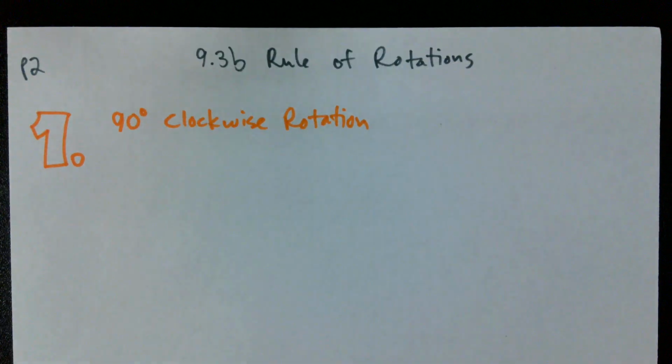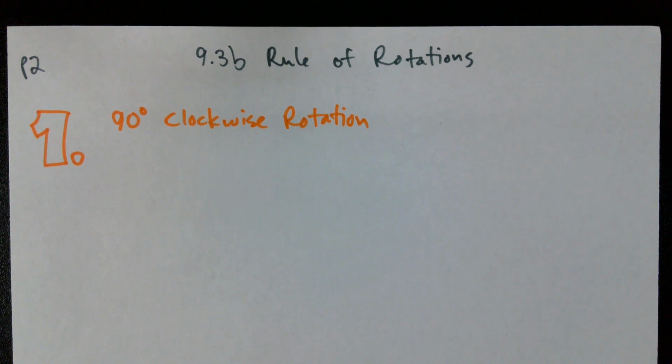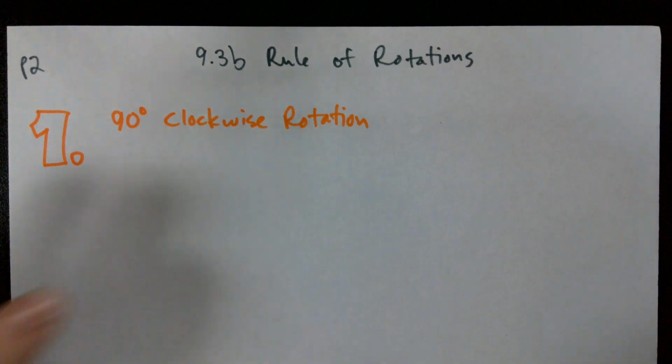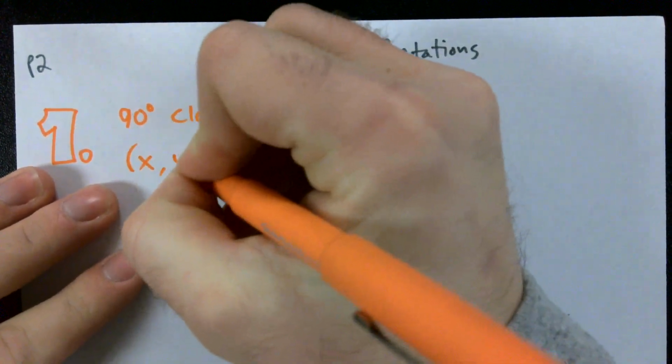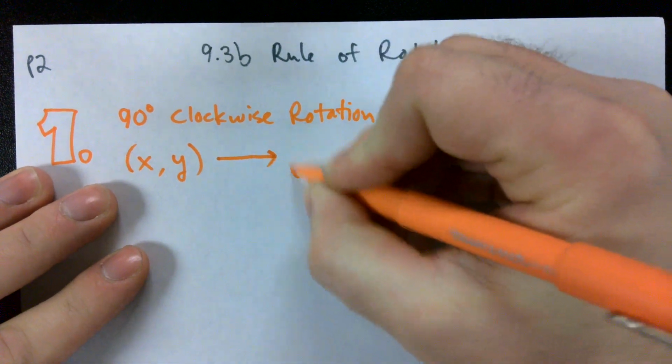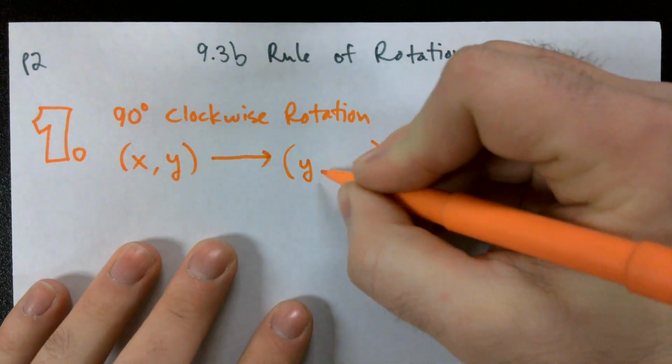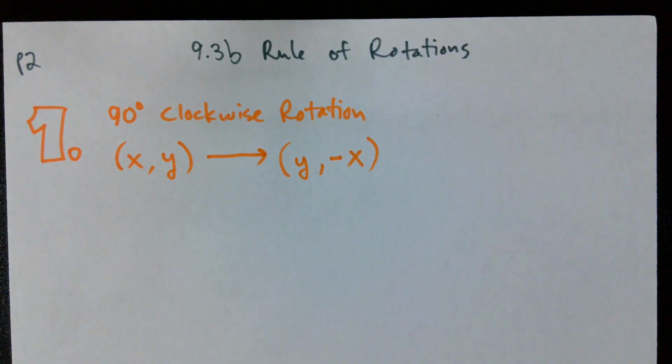We can kind of think of this as like our default rotation. 90-degree clockwise rotation. So when we have a 90-degree clockwise rotation, if we start with the point x comma y, it's going to turn into y comma negative x. There's our rule for a 90-degree clockwise rotation.